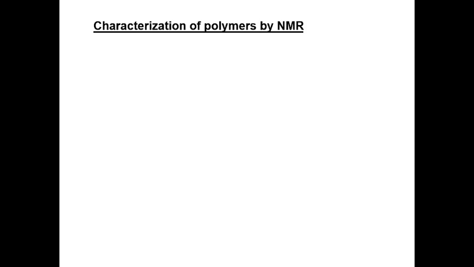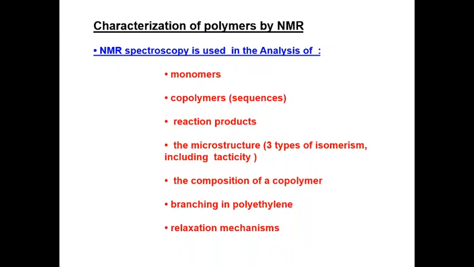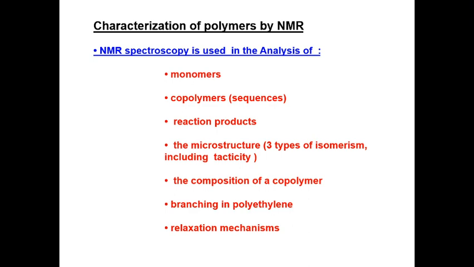Characterization of polymer by NMR. NMR spectroscopy is used in the analysis of monomers, copolymer sequences, reaction products, the microstructure, types of isomerism including tacticity, the composition of a copolymer, branching in polyethylene, relaxation mechanisms.